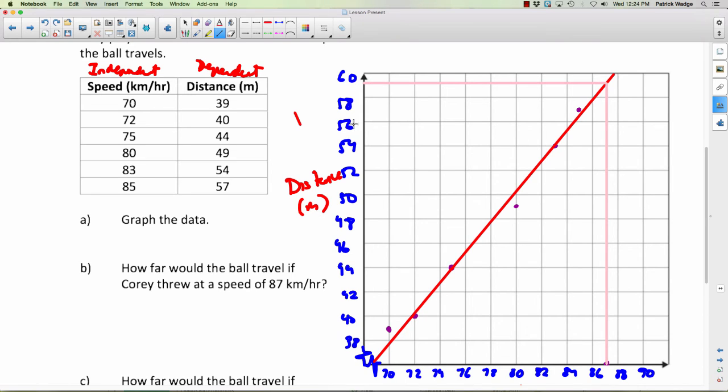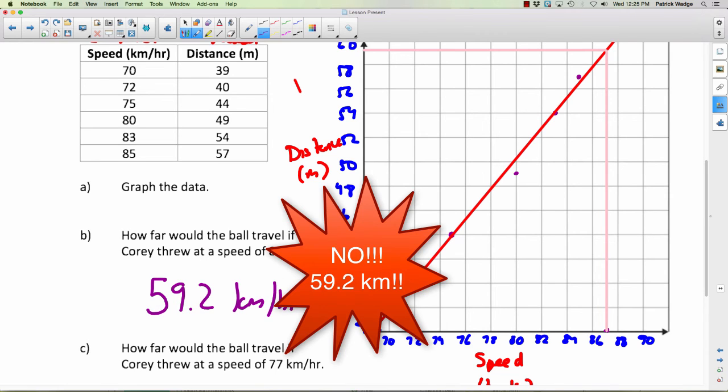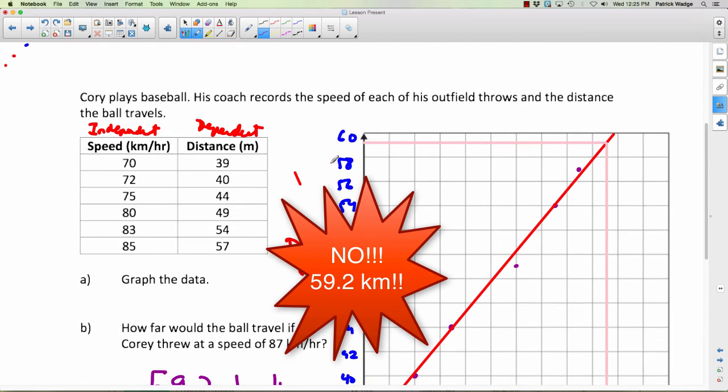So let's see. 58 was here. 60 is here, so 59 would be in the middle, and this is a little bit more than 59. You could probably estimate 59. I'll go 59.2. I don't know. 59.2 kilometers an hour.